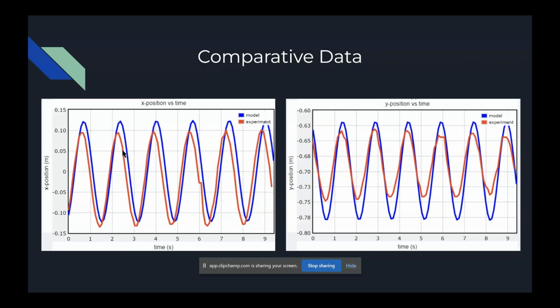So how does it compare to our experiment? Here you can see the experiment is somewhat off. It's a little bit smaller, and it's also getting slower. This is especially true with y. It's getting smaller over time. And that's essentially because of drag.